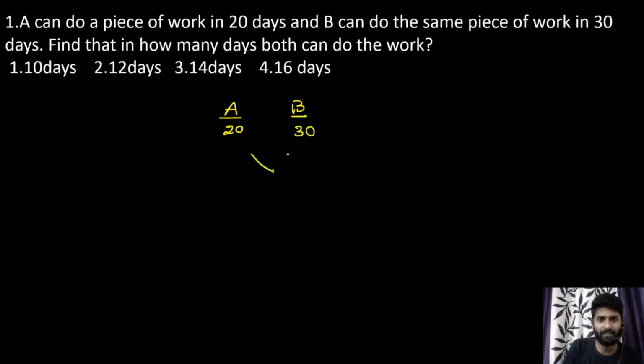First, we need to identify the total work. Total work is based on the LCM of the given parameters. Then see, for 20 and 30, the total work is equal to 60 units. A can complete it in 20 days, which means he is performing 3 units per day, and B is performing 2 units per day.